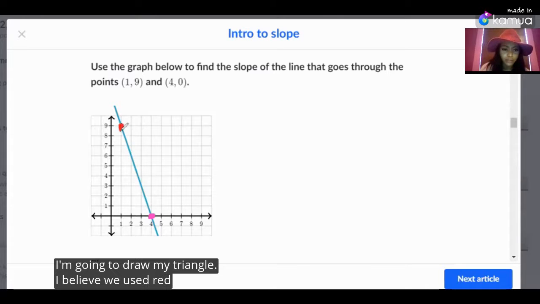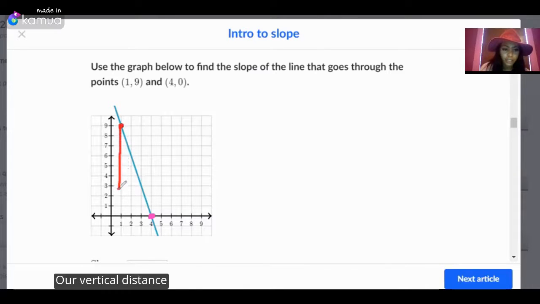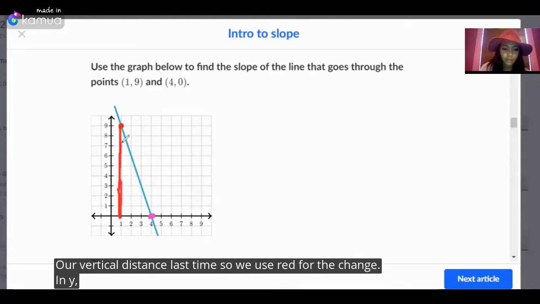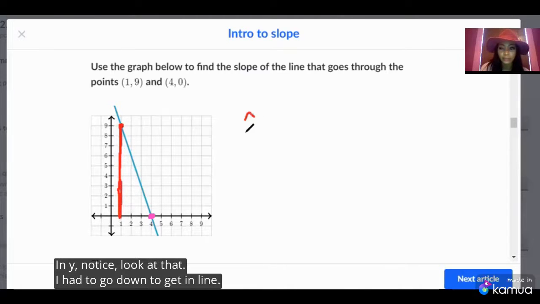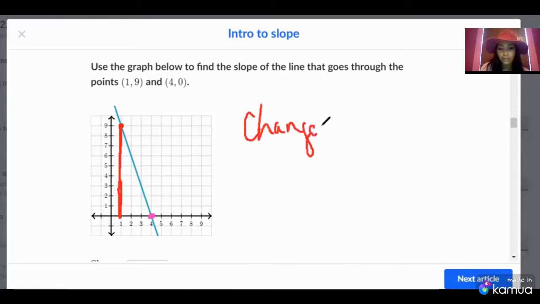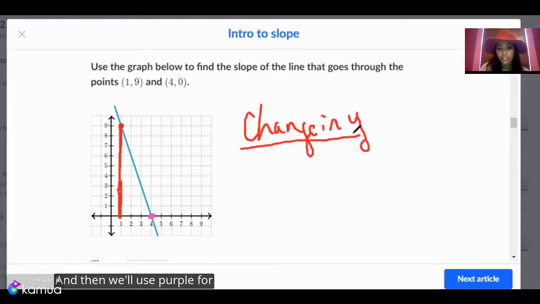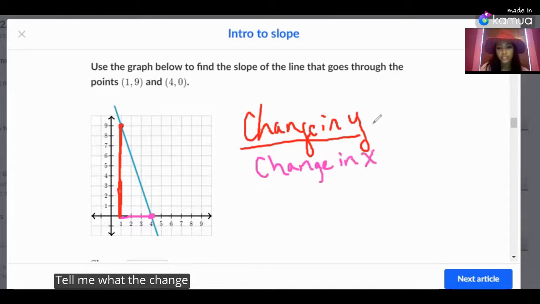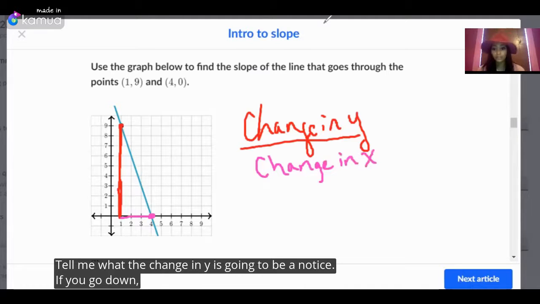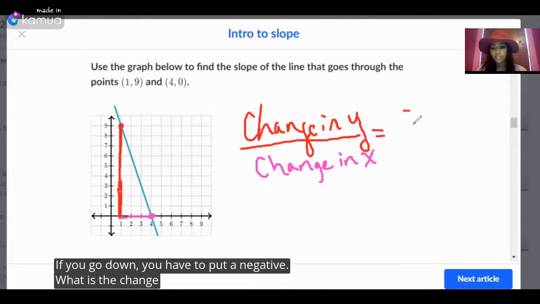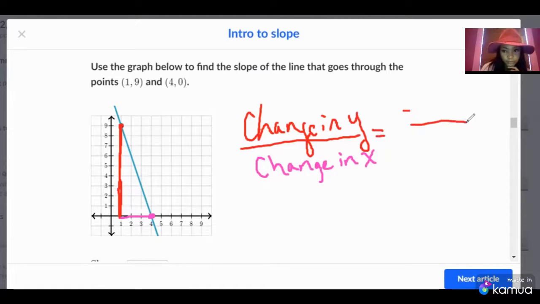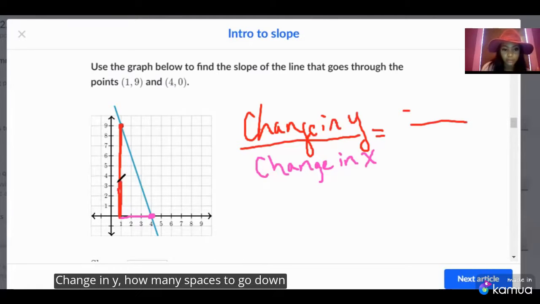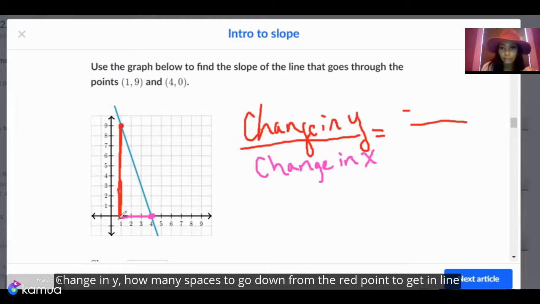I believe we used red for our vertical distance last time. So we use red for the change in y. Notice, look at that. I had to go down to get in line. And then we'll use purple for the change in x. Okay. Right, in the chat, tell me what the change in y is going to be. And notice if you go down, you have to put a negative. What is the change in y? How many spaces to go down from the red point to get in line with the purple point?